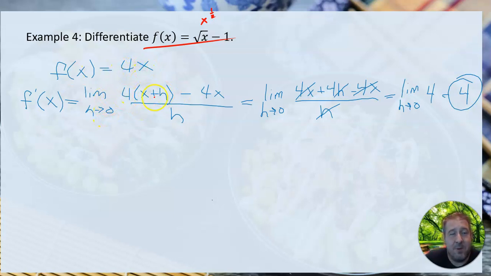That's 4 times x plus h. That's f of x plus h minus f of x over h. All right, distribute, cancel out. You're left with just 4, so therefore 4 is your solution.